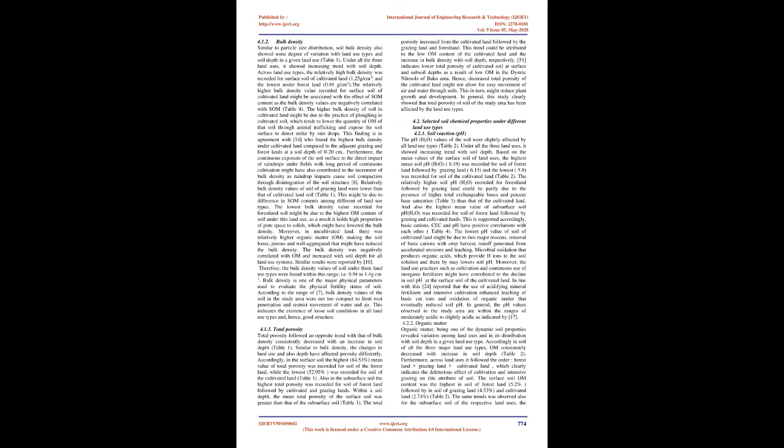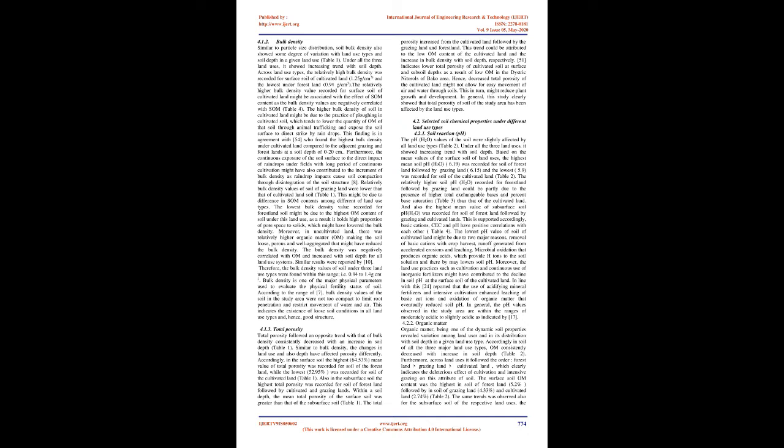Therefore, the bulk density values of soil under three land use types were found within this range, i.e. 0.94 to 1.4 g/cm3. Bulk density is one of the major physical parameters used to evaluate the physical fertility status of soil. According to the range of 7, bulk density values of the soil in the study area were not too compact to limit root penetration and restrict movement of water and air. This indicates the existence of loose soil conditions in all land use types and, hence, good structure.